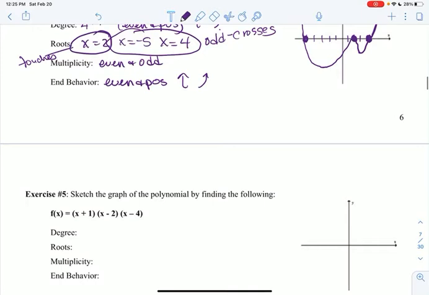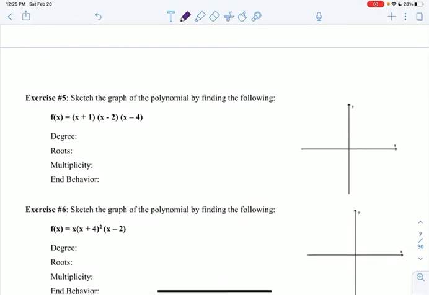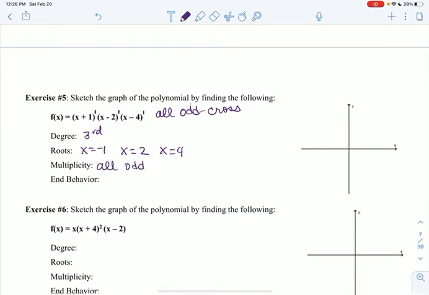Sketch the graph of a polynomial by finding the following. So I want the degree. All of these are to the first power because I have no exponent there, so they're all odd. If they're all odd, it's going through, it's crossing. So the degree, I have 1, 2, 3, so this is to the third degree. All right, so my roots are x equals -1, x equals 2, and x equals 4. The multiplicity, it's all odd. So it's going to cross at all of them.